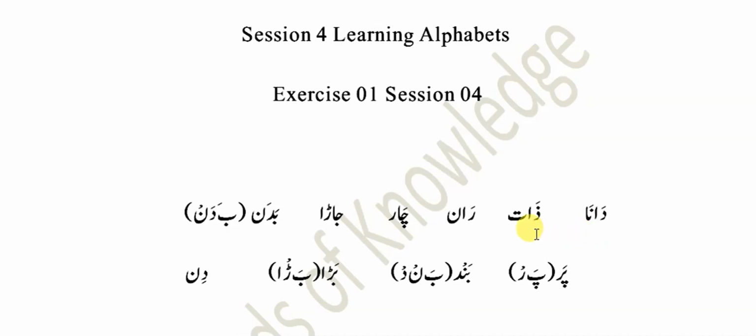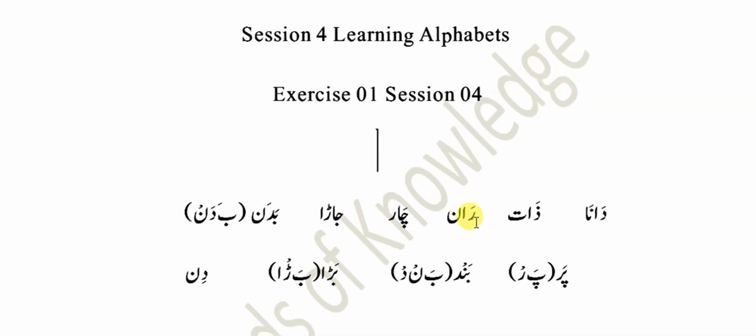Okay, next word is zat. The first alphabet is zal, it has a zabar sign over it, then it's alif, it is pronounced as za, then it's te alphabet, so the whole word would be zat.